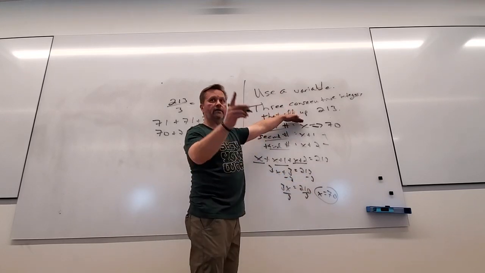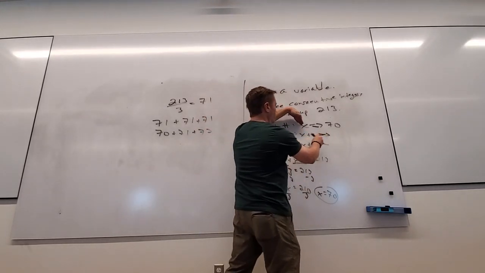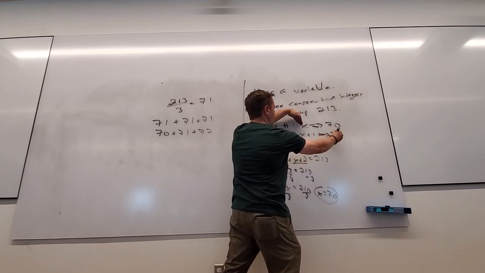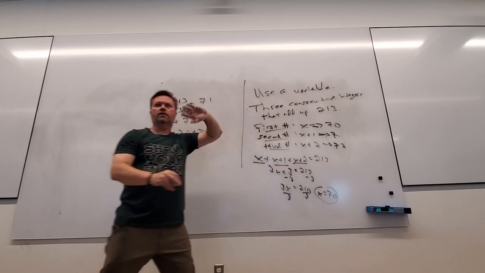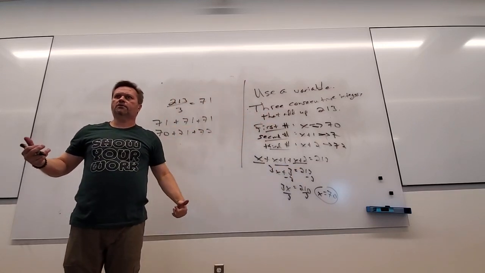Then I come up here, x is 70. So what's the next number? X plus 1. Well, if x is 70, this is 71. If x is 70, this is 72. And then I can check it, and sure enough, it adds up to be 213. Okay.